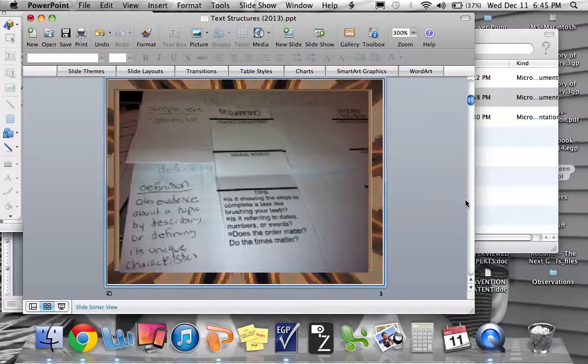So if you can see here, I've glued my foldable down. I've labeled it text structures at the top as my title. You can see that this says sequencing, and I'm going to write down the graphic organizer, then some of the signal words, and then these are the tips to help you figure out if it's sequencing. When you fold your paper up, on the top flap you're going to write down the sample text. For example, for this one it's a grocery list. And then underneath you're going to write the definition.